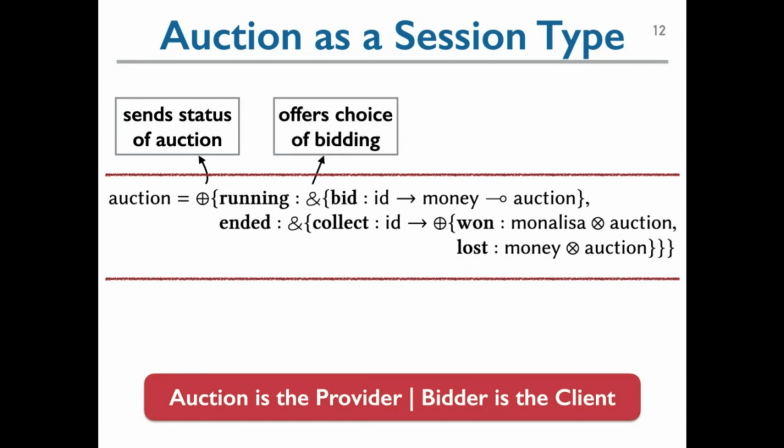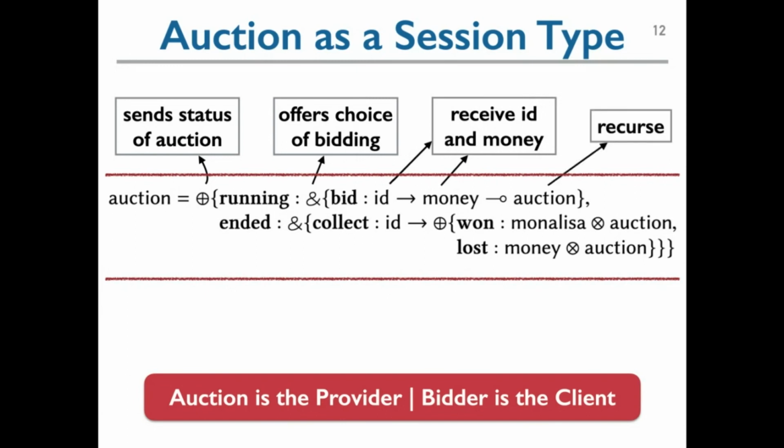Let's say the auction is running. Then the type transitions to external choice, this ampersand symbol, which is the dual to internal choice. In internal choice, it was the auction's choice to send one of these two messages. Now it's the bidder's choice to send one of the messages, and here there's only one option. The bidder sends the bid message, indicating that they want to place a bid in the auction. That message is received by the auction. Then the auction receives the ID for the bidder and the money that the bidder sends. And then the protocol recurses back to the auction so that more bidders can place their bids.